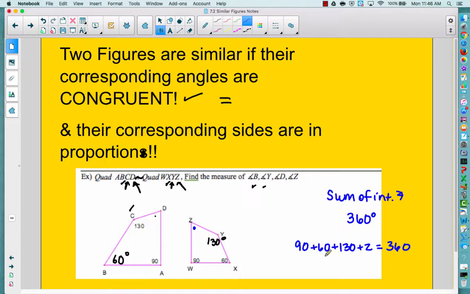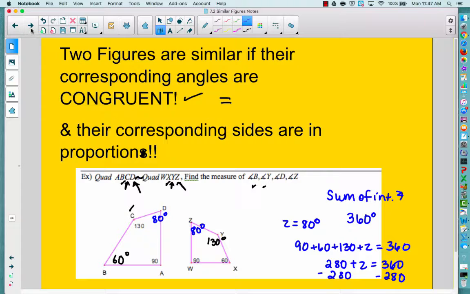So we can do 90 plus 60 plus 130 plus Z equals 360 degrees. We add these together, so 90 and 60 is 150. 150 plus 130 is 280. So 280 plus Z equals 360. I'm going to subtract 280 from both sides. And so I get that Z is 80 degrees. So if Z is 80 degrees, then angle D is 80 degrees. That's one way we can use the definition of similar figures to help us find missing angles.